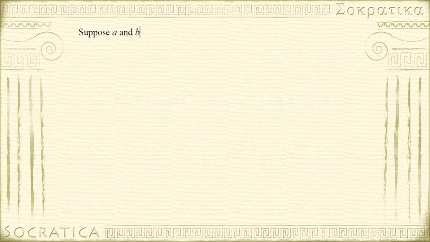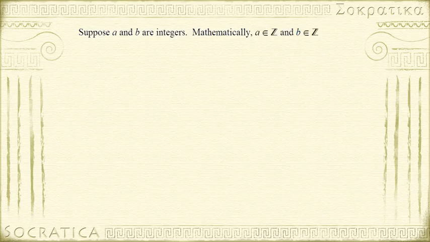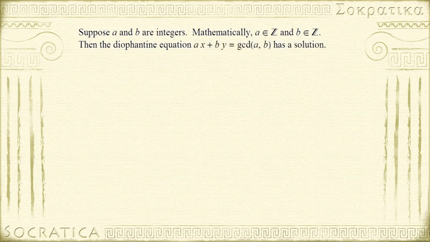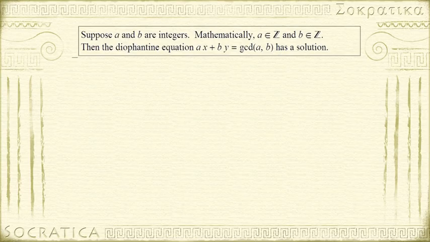So suppose that a and b are integers. Mathematically, you write this as a is an element of Z, which is the mathematical symbol for the set of integers, and b is an element of the integers. Then the Diophantine equation ax plus by equals the GCD of a and b has a solution. In fact, it has an infinite number of solutions, but what we're going to do here is learn how to find one solution. And then in later videos, we'll learn how to find all the solutions and then generalize this to any linear Diophantine equation in two variables.